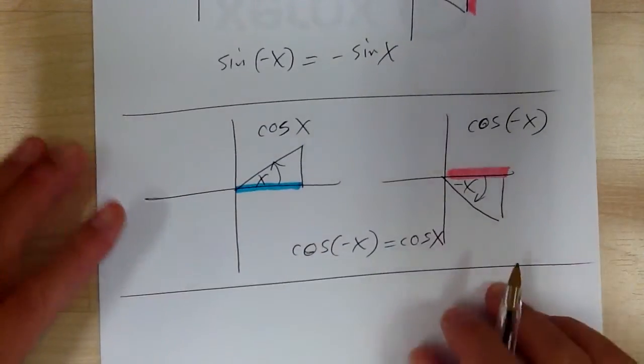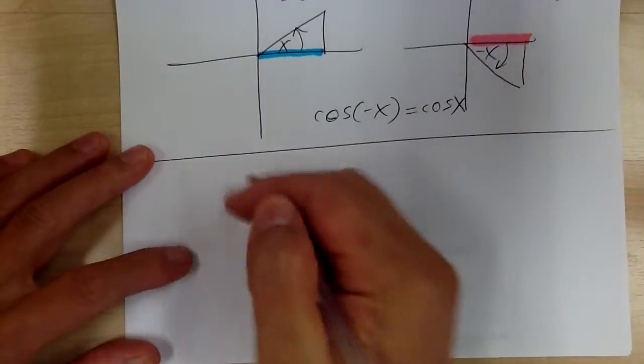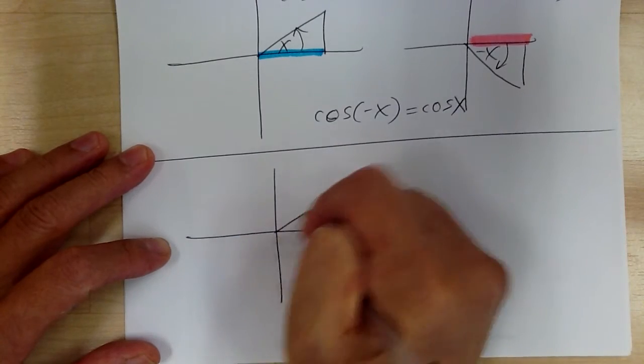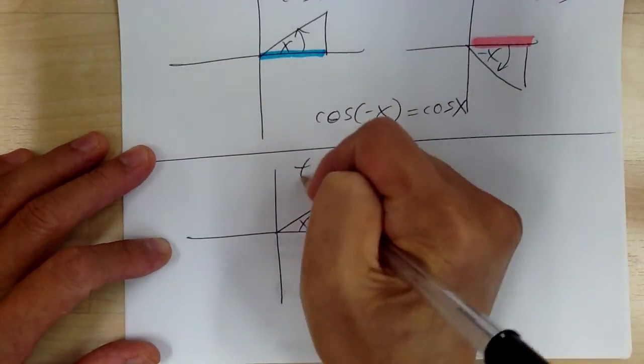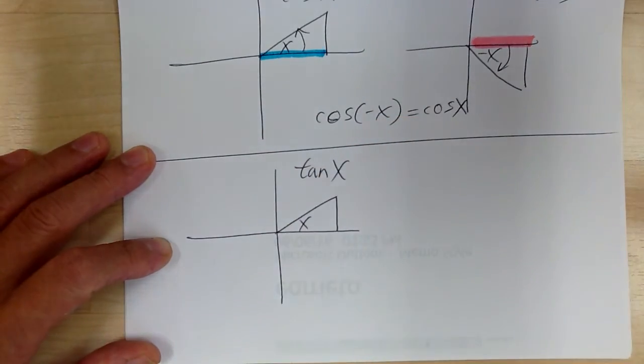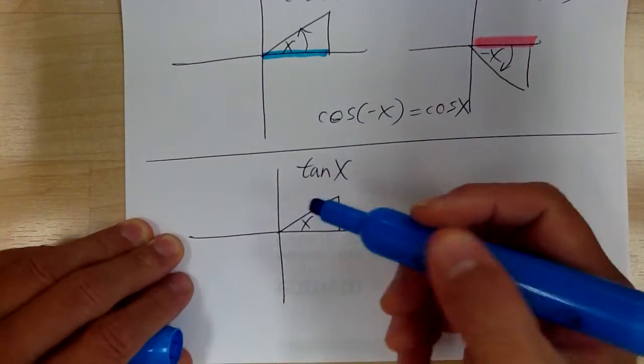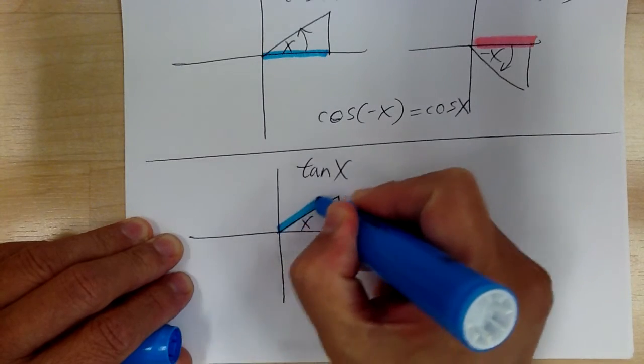Okay, now let's look at the tangent. Again, you have the x over here. So tangent of x. Remember, tangent is the slope, right? So tangent of x is over here.